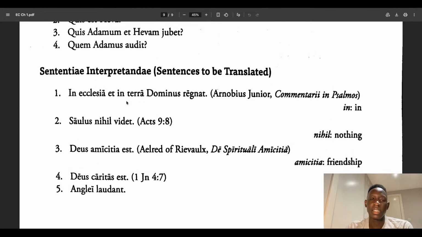In ecclesia et in terra Dominus regnat. In the church and in the earth the Lord reigns.